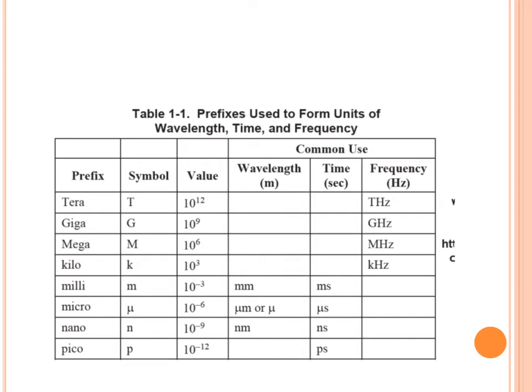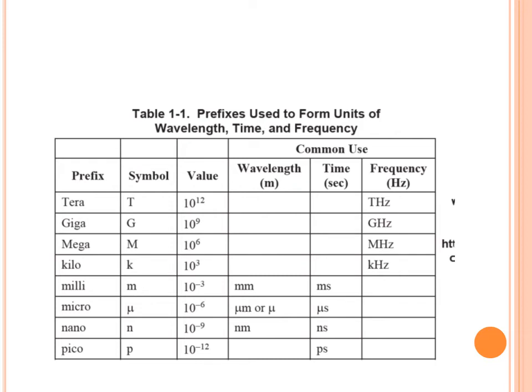I'd like to go over these because we use them quite often, and you should all know the prefixes that are used to form units for wavelength, time, and frequency. The table is also in our textbook, on page 8. If you see a capital T, that stands for tera, and that is 10 to the 12th. In frequency, you might see something given in terahertz. And then the capital G is giga, which is 10 to the 9th. Again, an example in frequency, you might see something given in gigahertz.